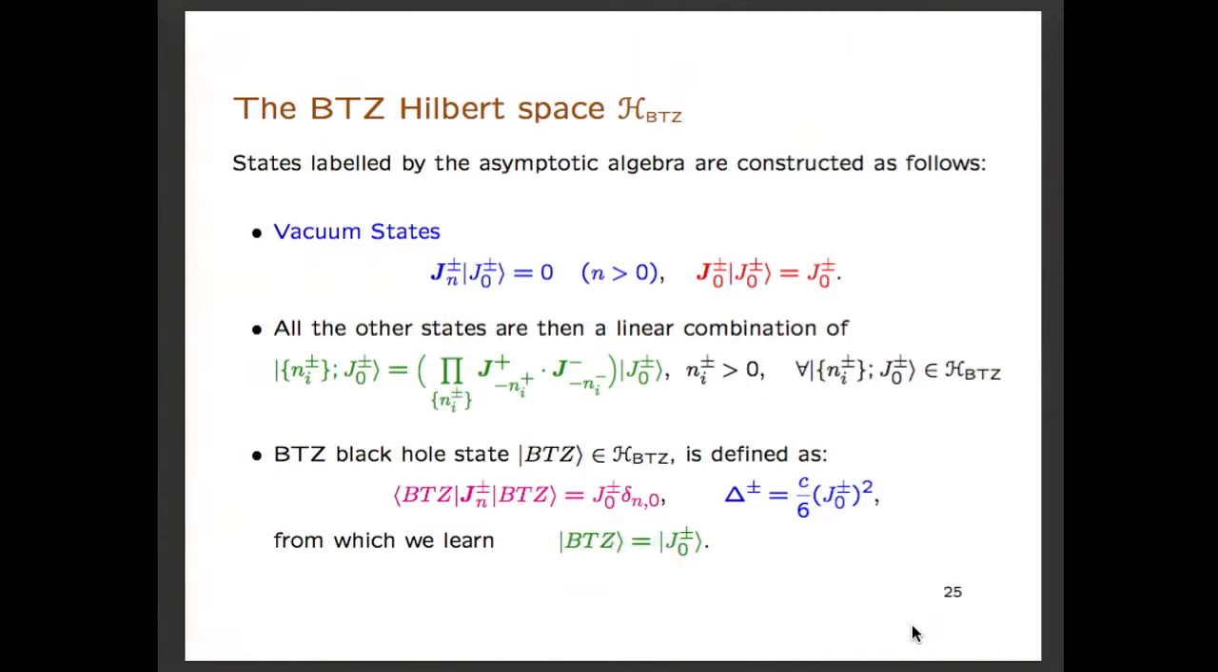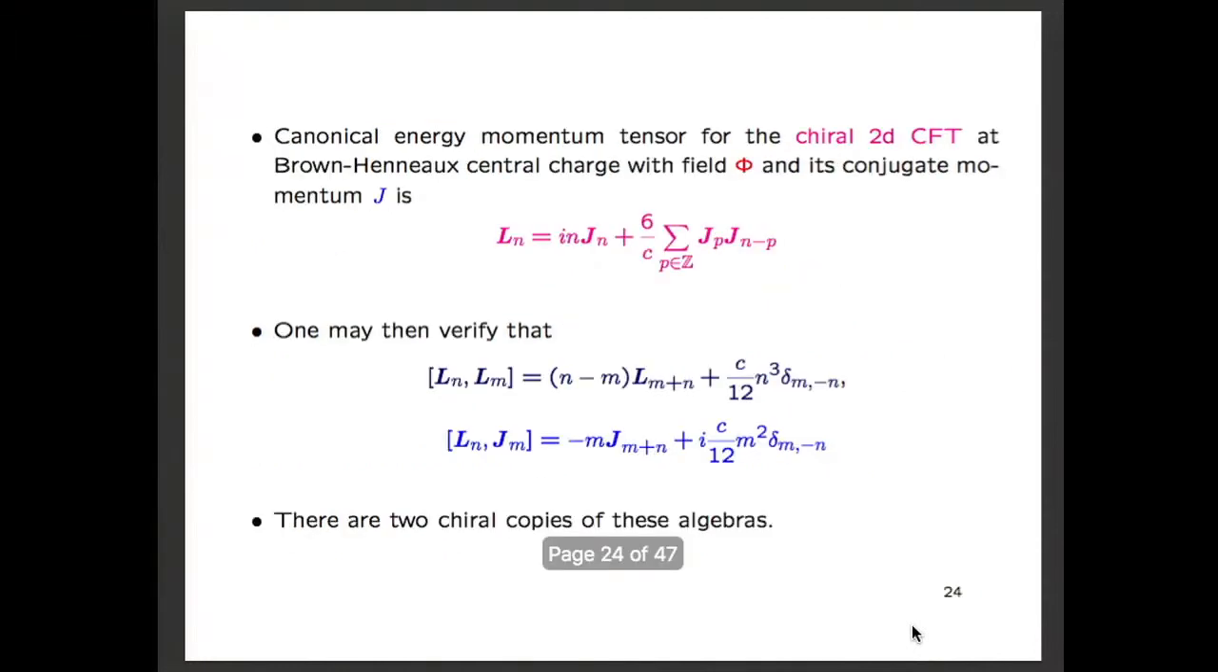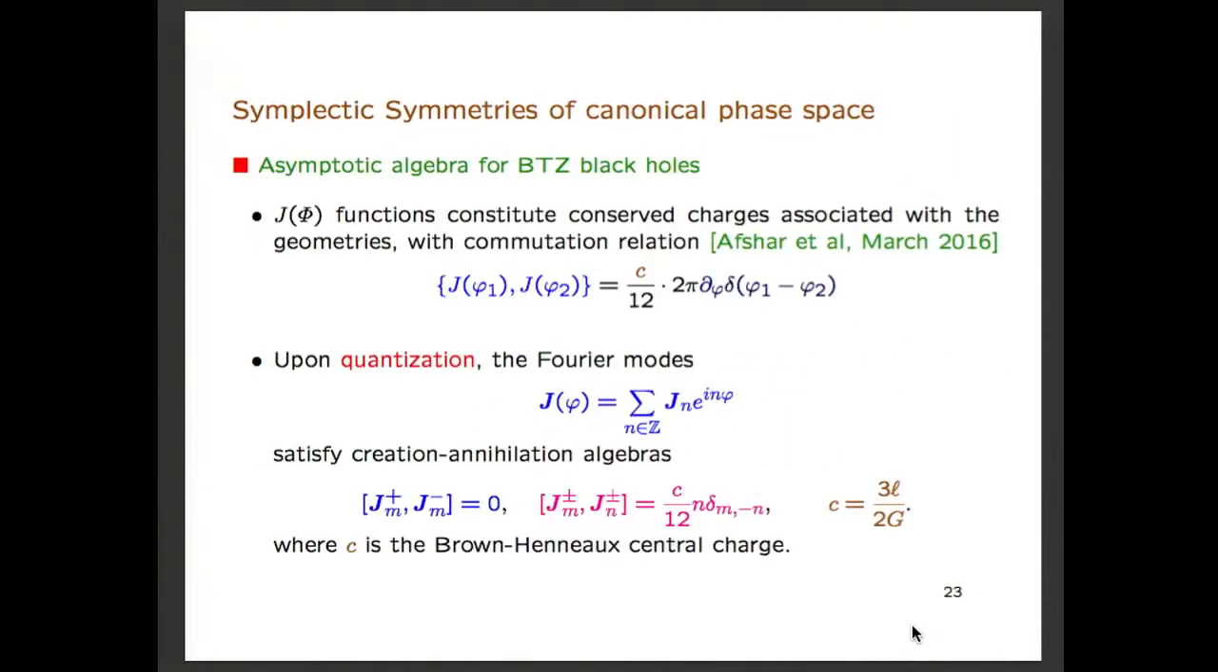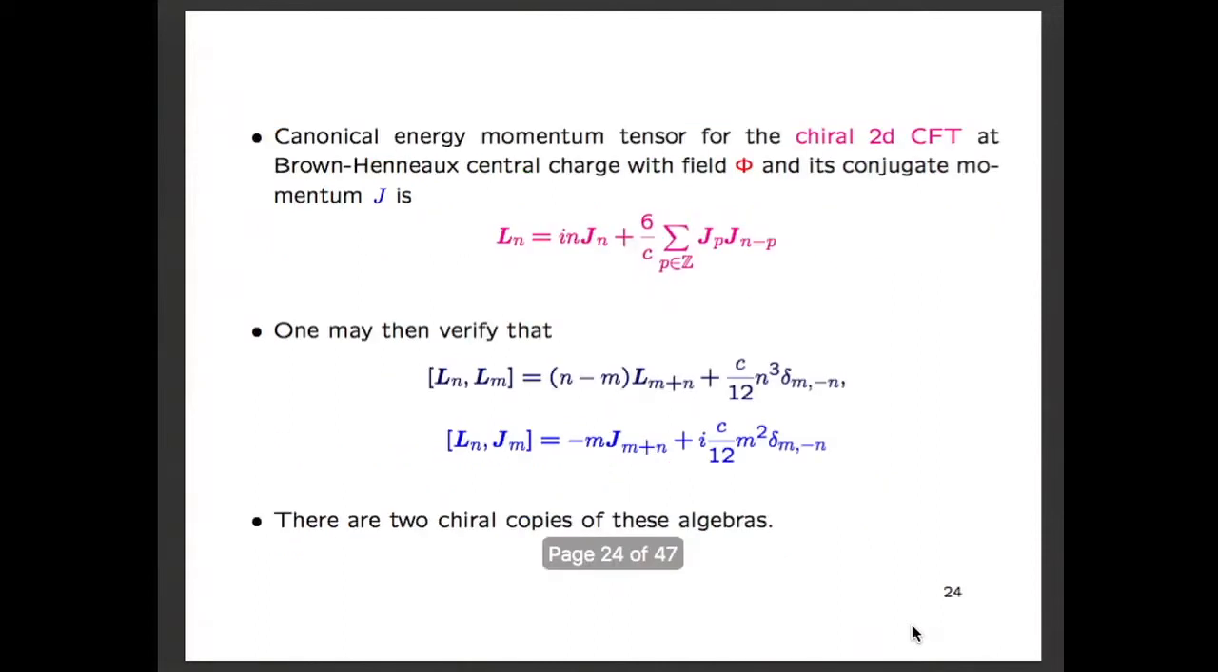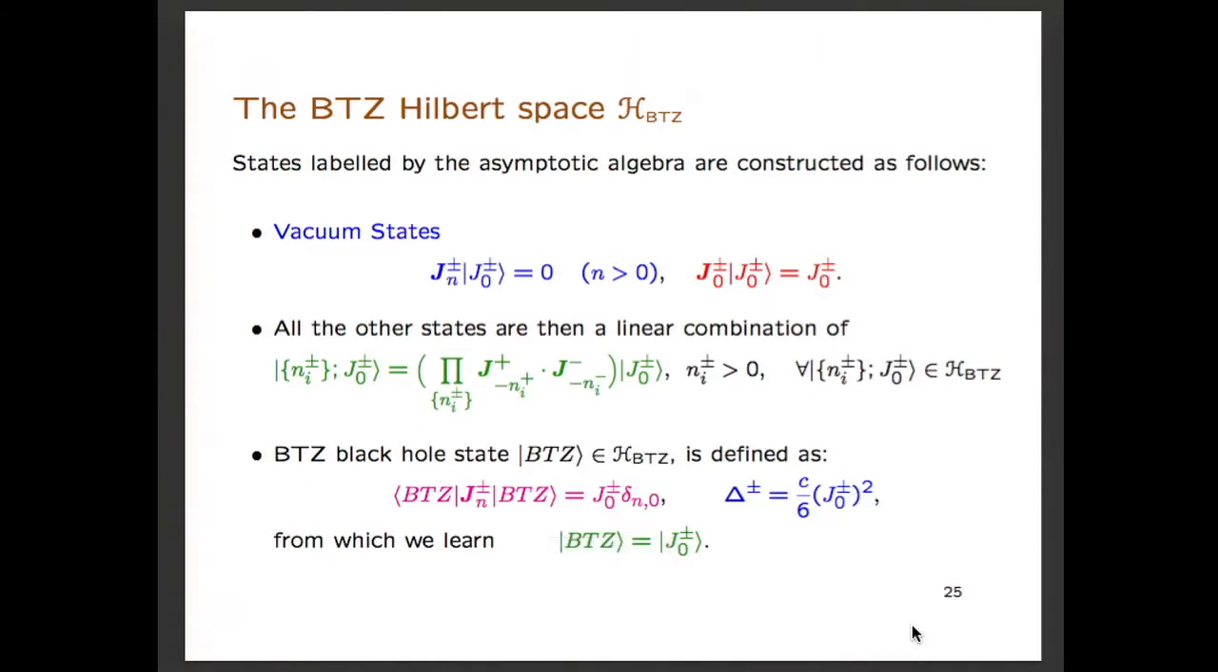Then you can try to construct the Hilbert space of unitary representations associated with the charge algebra. If you just note here, J0 is commuting with all the other generators because of this factor of n here, and hence the vacuum state is labeled by J naught, which is the eigenvalue of J naught, and the J n's are annihilation operators. Then you can construct the most general state in this Hilbert space just by the standard creation.